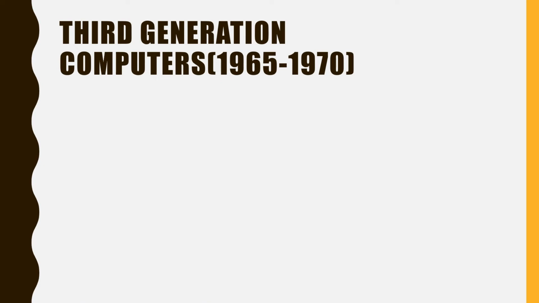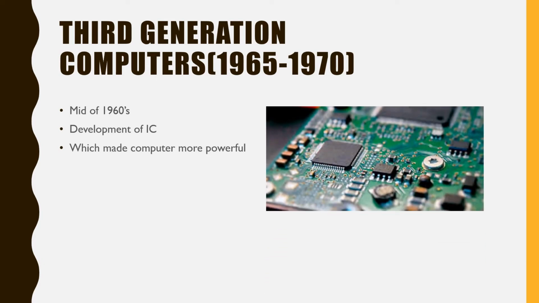Now we'll see regarding the third generation computers. The computers that were developed during 1965 to 1970 we call the third generation computers, and here they used the IC, meaning the integrated circuits. This made computers more powerful, and here you can see the image of the integrated circuit. In the third generation computers, the transistors were replaced by integrated circuits. These integrated circuits are also known as semiconductor chips.